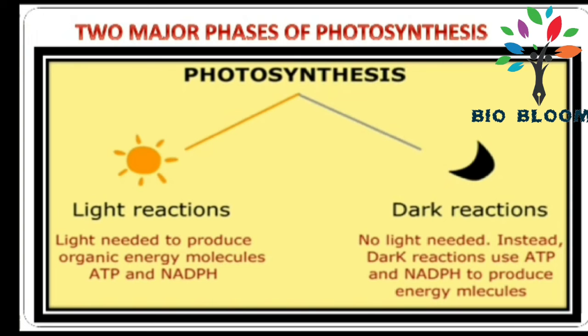Now you see the two major phases of photosynthesis, light reactions and dark reactions. Light reactions need light to produce organic energy molecules, ATP and NADPH. ATP means adenosine triphosphate, and NADPH is nicotinamide adenine dinucleotide phosphate, which is in the reduced state. Now come to the dark reactions. Here, no light is needed. Instead, dark reactions use ATP and NADPH, which are the end products of light reactions, to produce energy molecules.